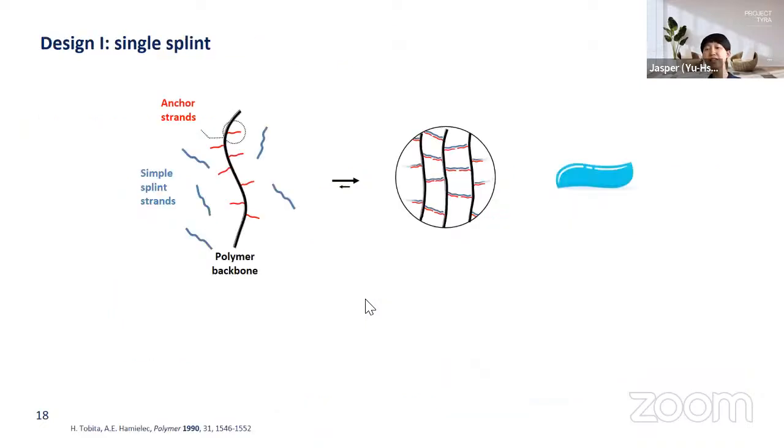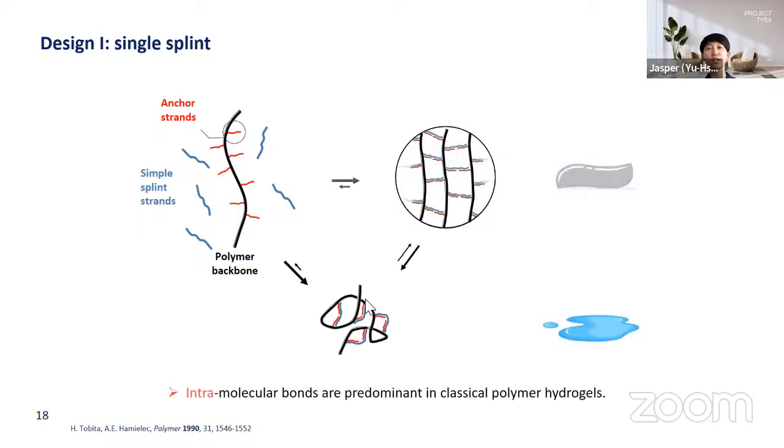We initially had a very naive design that just adds a simple splint DNA strand that is complementary to the anchor strand. So it will bind to the two anchor strands on two polymer chains, and then ideally it should form a gel network. However, we never got a firm gel out of this strategy, and we realized that actually most of the crosslinker didn't play a role. It just hugged itself, binding to the same anchor strand on the same polymer, and formed this blob.